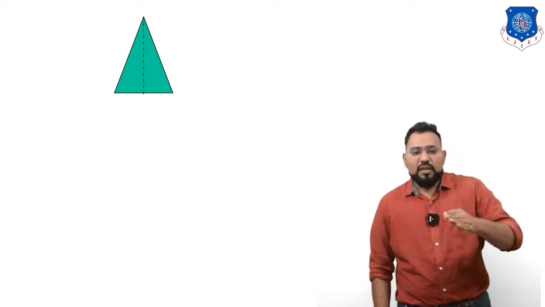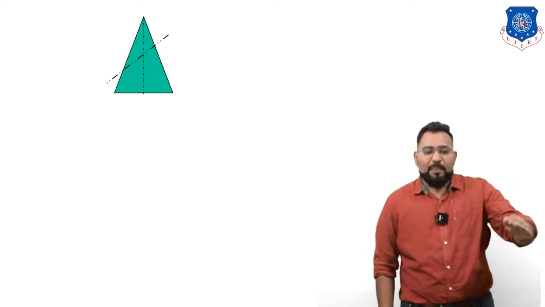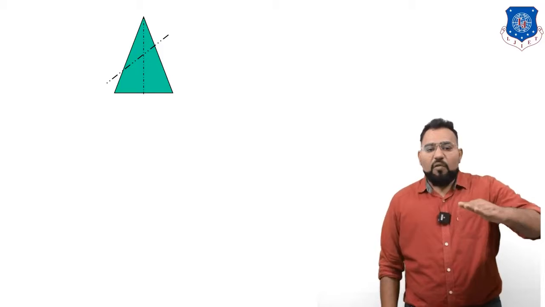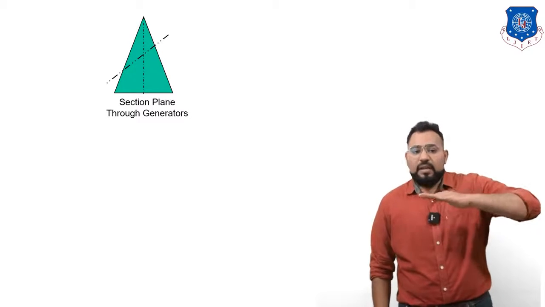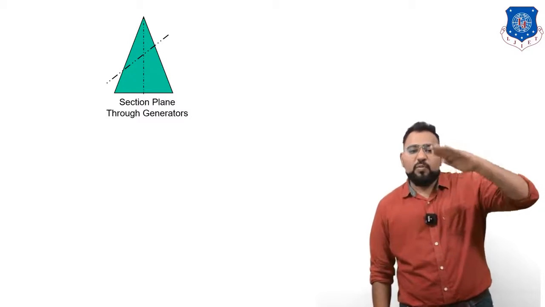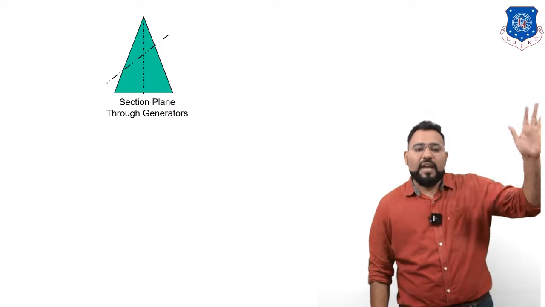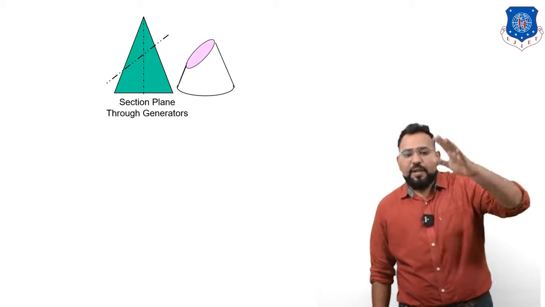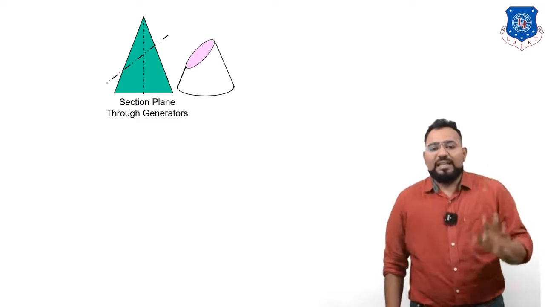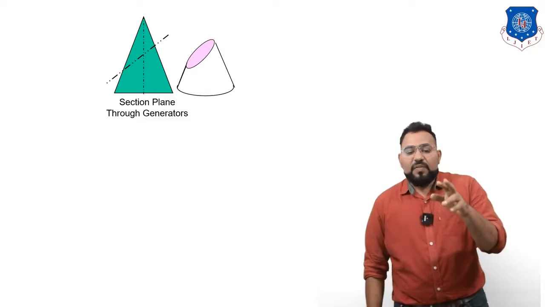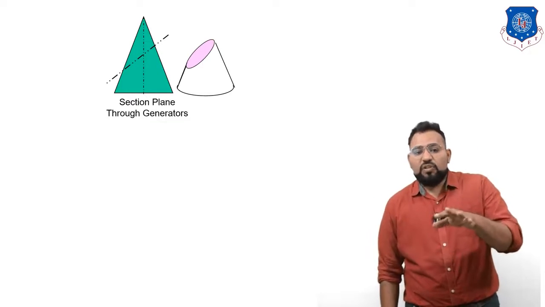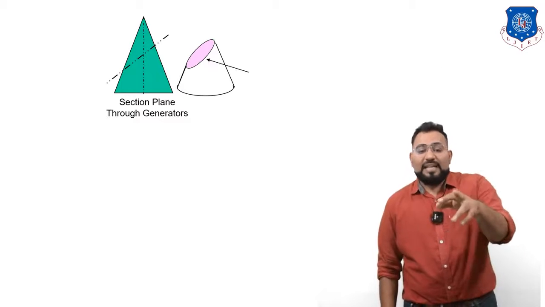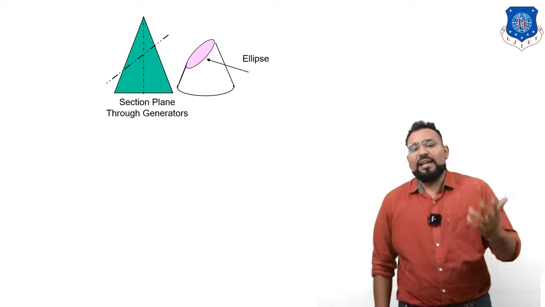You have this cone, and from here you are going to apply a cutting plane. Now what will happen? The cone will be cut into two parts. You have to remove the first part and throw it away, and the remaining portion of the cone will look like this. You can see that the surface of the remaining portion of the cone will look like this, and this surface is going to look like an ellipse.